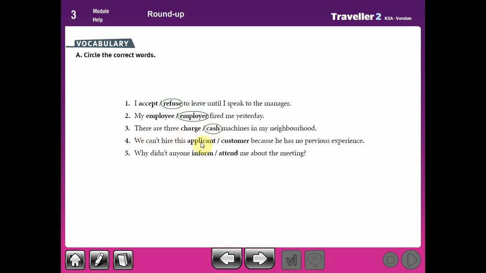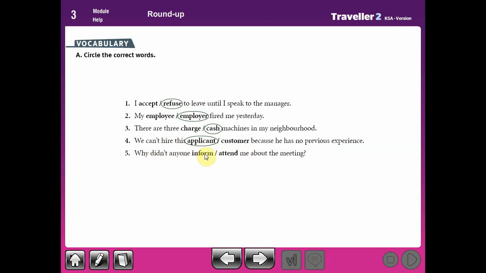So we can't hire this applicant or customer because he has no previous experience, right? Hire means to employ. We can't employ this applicant or customer. Customer means someone who comes to your place to get services. If you have a restaurant, the customer comes to get food. If you have a company, he comes to get a service. But the applicant means someone who would like to work for you, someone who applies for the job. So we can't hire this applicant. That's very good.